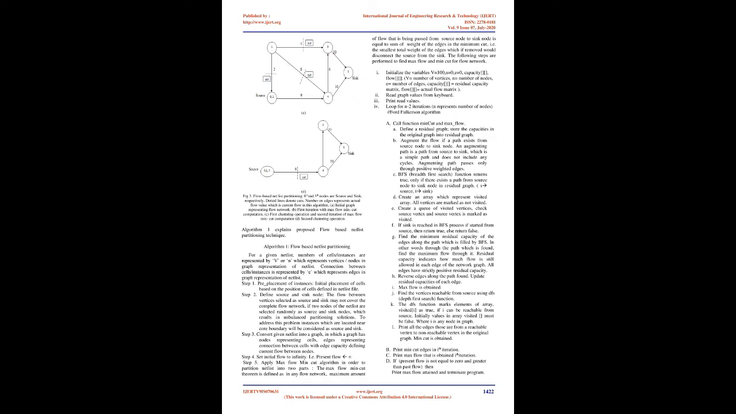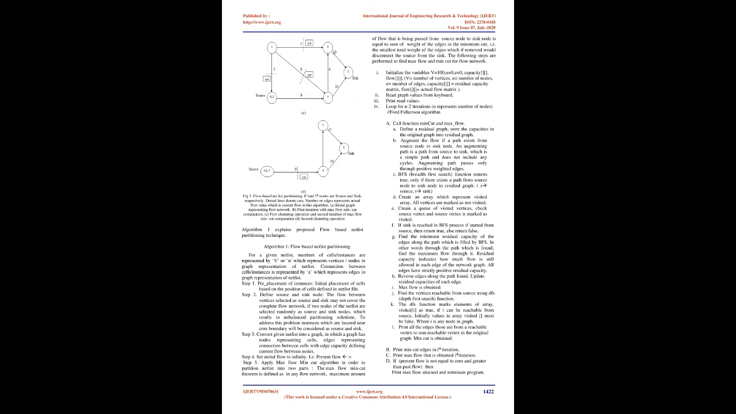The max flow min cut theorem is defined as: in any flow network, the maximum amount of flow that is being passed from source node to sink node is equal to the sum of weights of the edges in the minimum cut, i.e. the smallest total weight of the edges which, if removed, would disconnect the source from the sink. The following steps are performed to find max flow and min cut for a flow network.